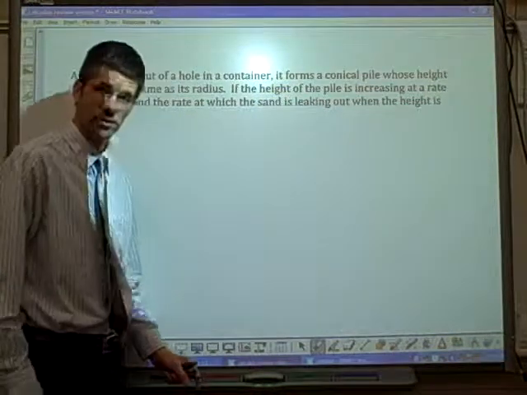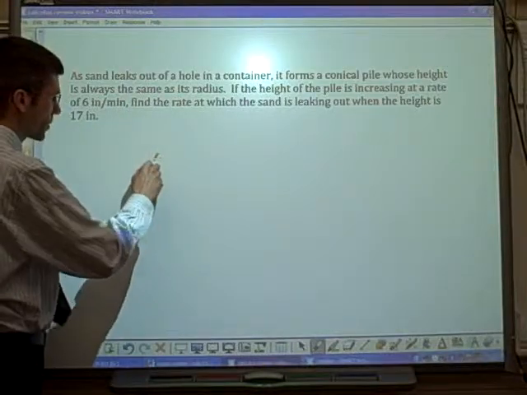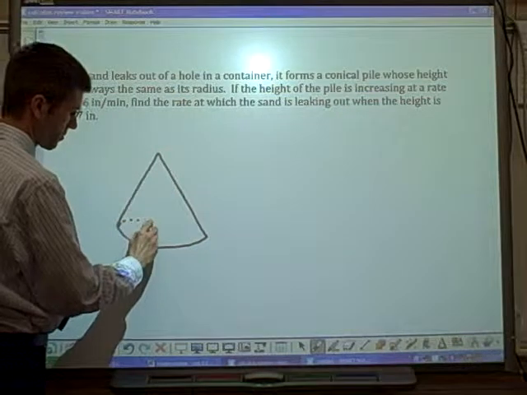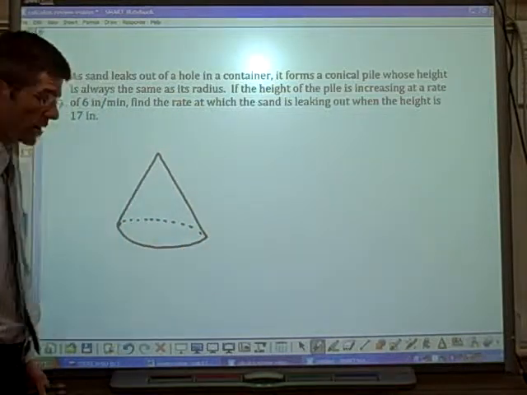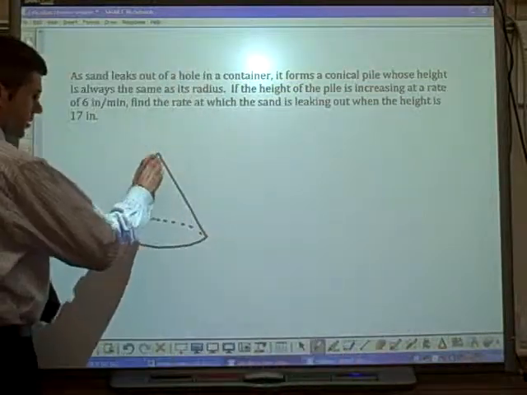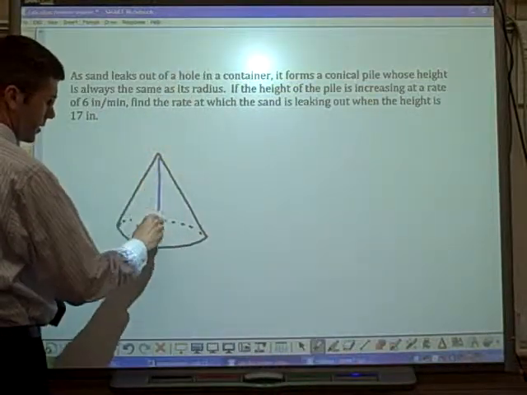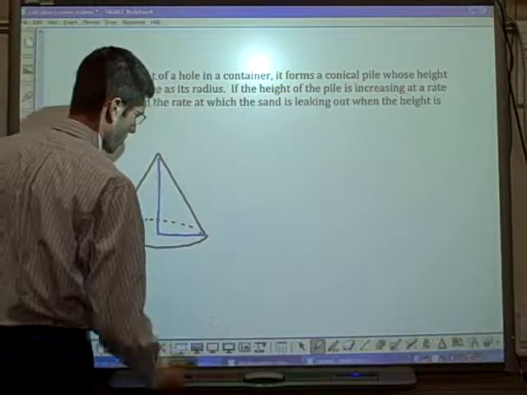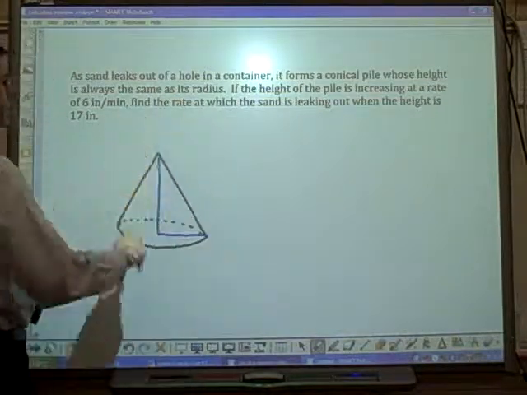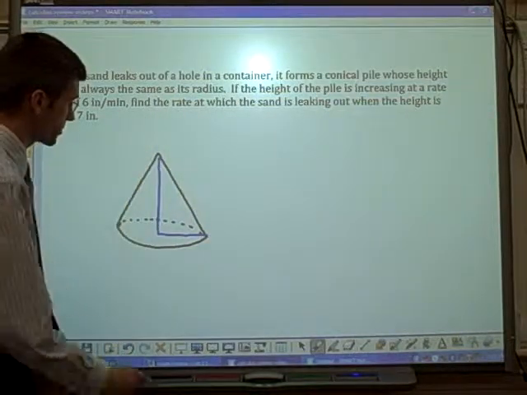Let's go ahead and start drawing some stuff if necessary. We know we have a cone. Normally the stuff I don't see, I make the dotted line. And we'll just go ahead and apply a different color here. We've got a height. We're going to have a radius. And I did not draw this to scale because of this statement right here. The height is always the same as its radius, so obviously my picture is misleading.